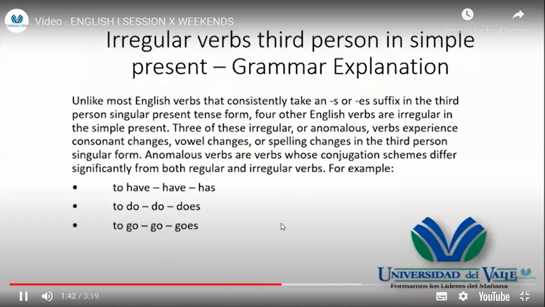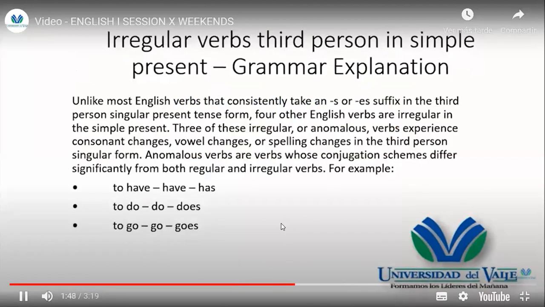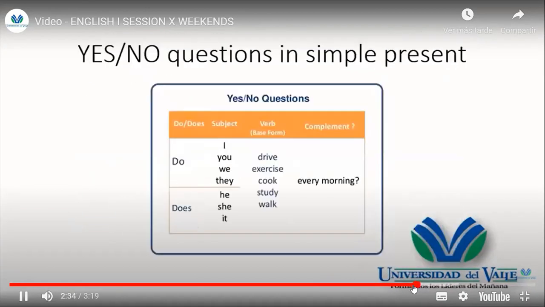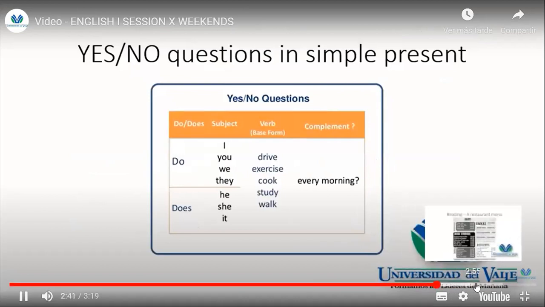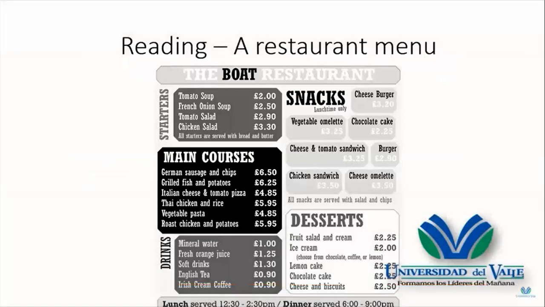As well, we're going to be working on irregular verbs, third person and simple present, and we're going to have our grammar explanation. I will be explaining to you how we use the regular verb when it comes to third person and simple present. Also, we're going to be able to form interrogative statements using yes/no questions in simple present tense. And at the end, we're going to be sharing and reading a restaurant menu. So let's get started.